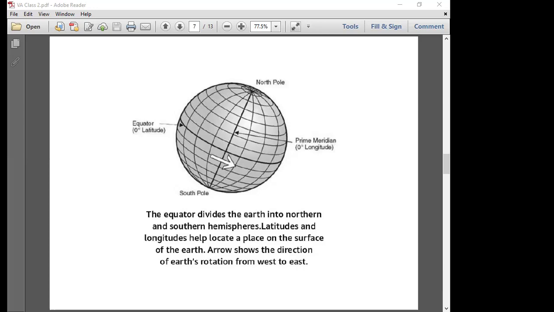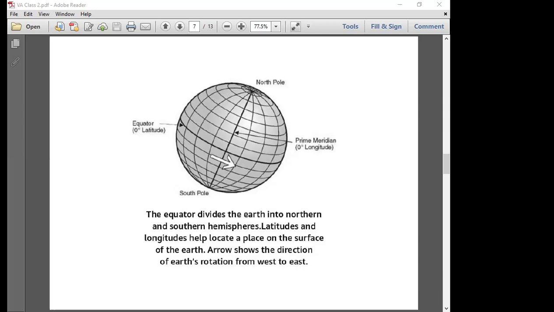The 360 degrees of terrestrial longitude represent a time span of 24 hours. So 1 hour corresponds to 15 degrees, and 1 degree of terrestrial longitude represents 4 minutes of time. I'll come to the Vedic divisions of time in a bit.